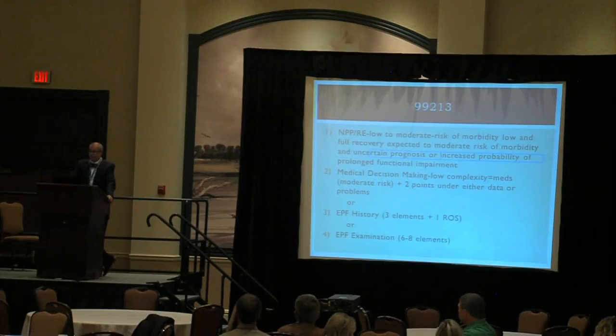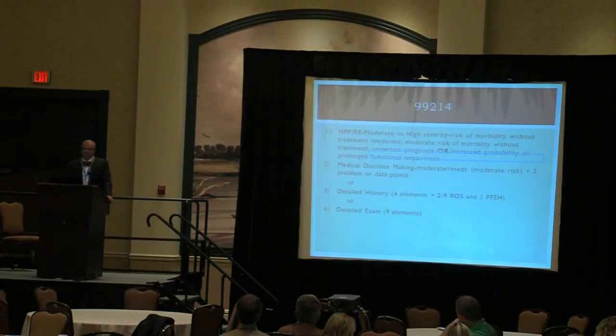99213 is low to moderate risk. The risk of morbidity is low, full recovery is expected, or there's moderate risk of morbidity and uncertain prognosis. There may be some functional impairment. The medical decision making is more complex, meaning there are 2 or more treatments that could be considered. I'm not just continuing the same med. They're on 2 or 3 meds, and am I going to switch one of them to 2 or 3 other possibilities? It goes to moderate complexity when there is more than one treatment choice or more than one condition being considered. The history has to have 3 elements plus 1 review of systems. The examination has to have 6 to 8 elements.